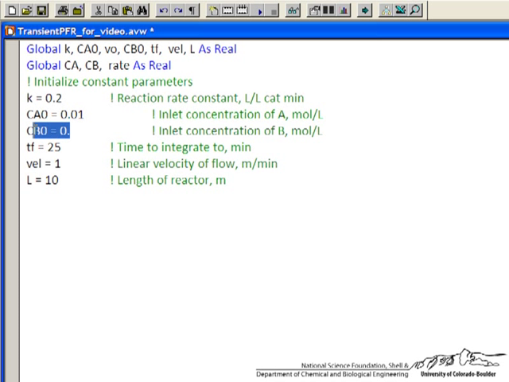So these are not the concentrations in the reactor at time equals 0, but these are the concentrations that are continuously flowing in the reactor. There's no B, there's only A flowing into the reactor.